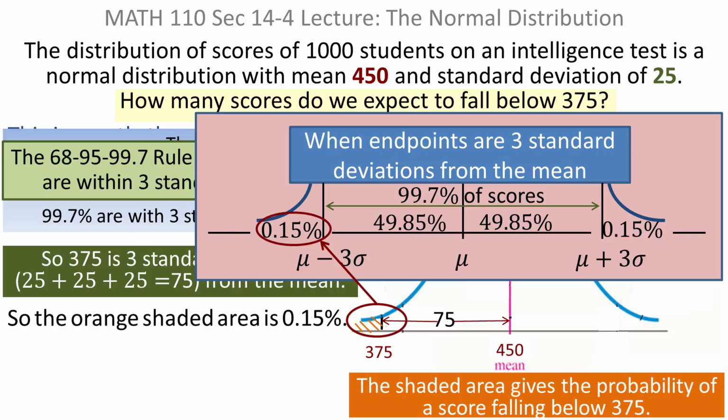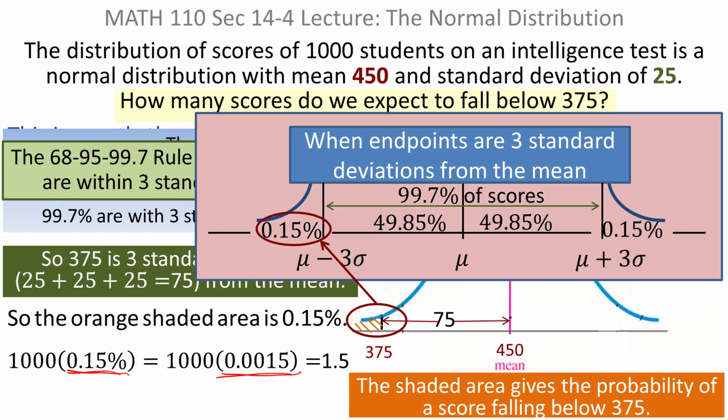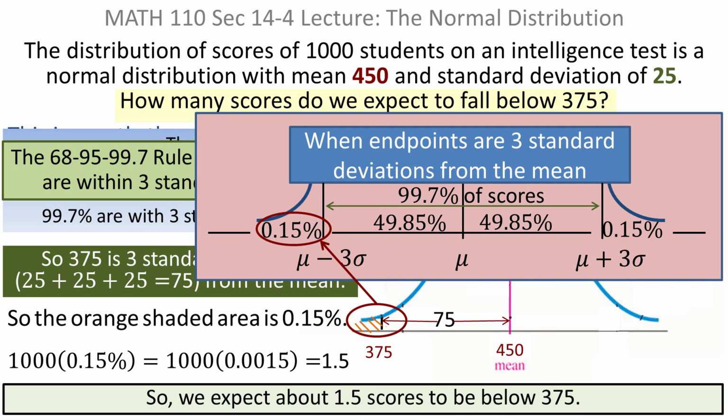So the orange area is 0.15%. And since I have 1,000 student scores, I simply take 0.15% times 1,000. Remember, to change the percent to a decimal, I'll move the decimal 2 places to the left, so that becomes 0.0015. And if I multiply that by 1,000, I get 1.5. So we expect about 1.5 scores to be below 375.